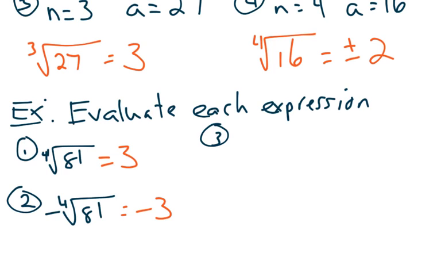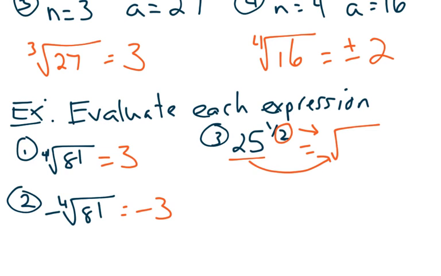Number 3, how about 25 to the 1/2 power? Okay, so now we're going back to those exponents. Remember, with fractional exponents, the bottom number is your index. It's the root we're looking for. If it's a 2, we don't really need to write it. The base goes underneath. So the square root of 25, again, if it doesn't have a sign in front, we don't need to worry about putting a sign in front. 5 is going to be your answer there for number 3.